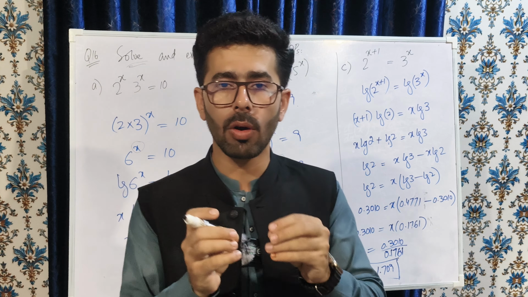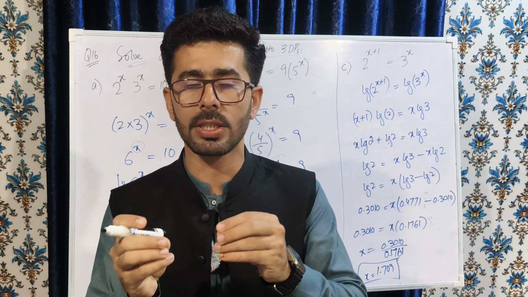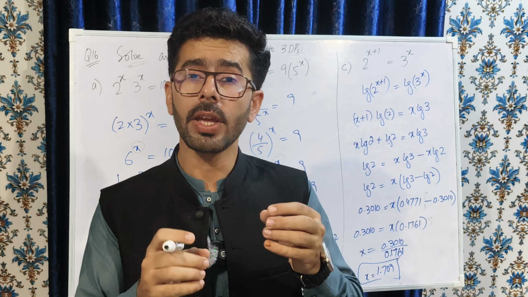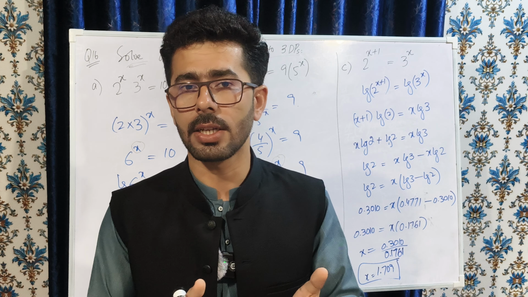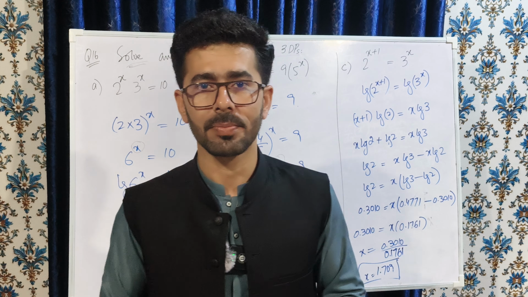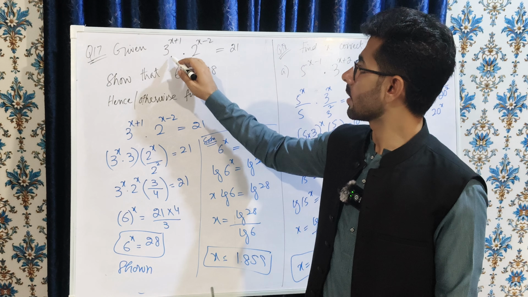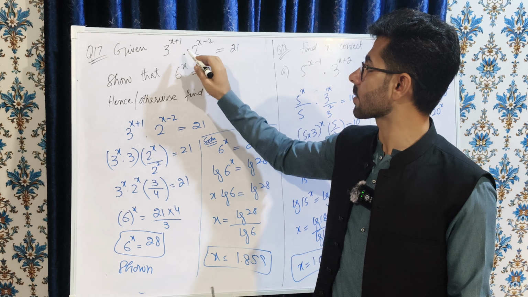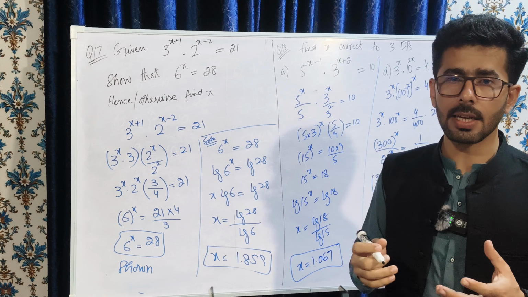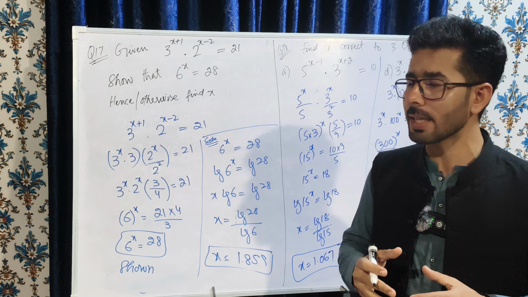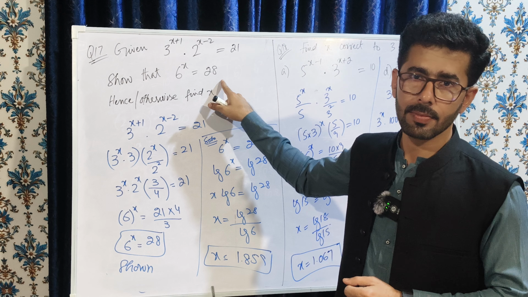So if we have common bases, we add the powers in multiplication or subtract the powers in division. If we have common powers, we write the bases as a product or as a division when we are simplifying them. In question 17, they have given us 3 power x plus 1 times 2 power x minus 2 equal to 21, and they say show that when you simplify this it will be 6 power x equal to 28.